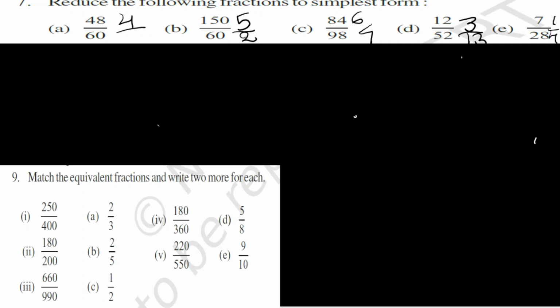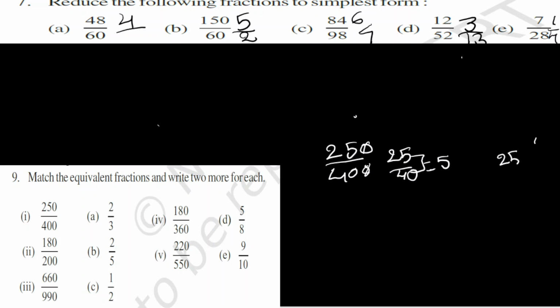And let's come to the next one. Here, match the equivalent fractions and write 2 more for each. Here, we need to find out the equivalent fraction of 250 by 400. Let's cross these zeros. The fraction becomes 25 by 40. Here 5 is the only common factor for both 25 and 40.